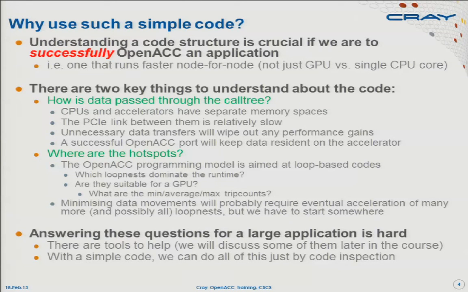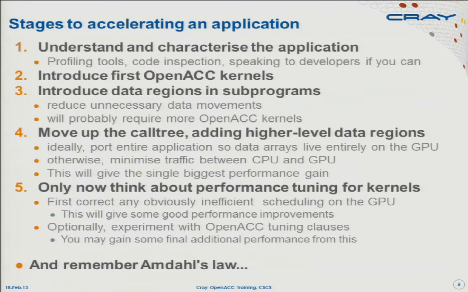So for a big application, you need tools to do that because it's such a big problem. But if we start with a simple code, you can do it by eye. And that's why we're doing this example. So the first step in accelerating is understand something about the application. Profile it, look at the code, speak to the developers. You need to know how the application works and what the important arrays are and how they are used. Then you start by starting. You make your first OpenACC kernels. Then you want to start putting in data regions because you want to start minimizing data transfer. You start doing that down in the low levels of the call tree.